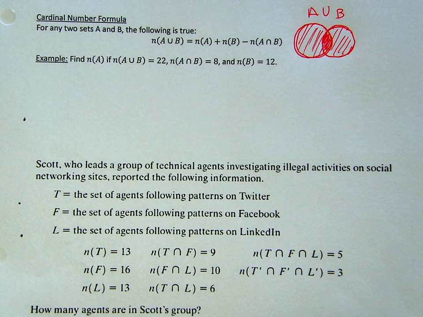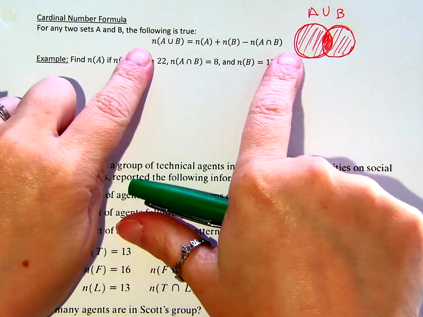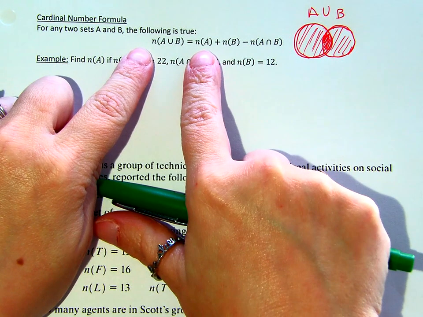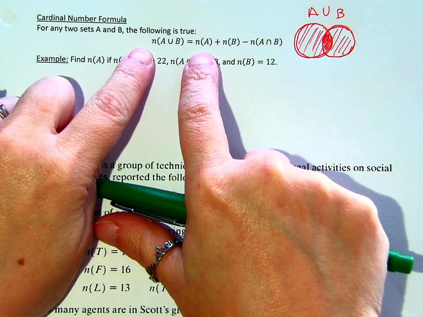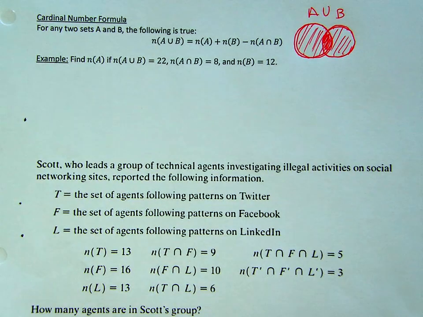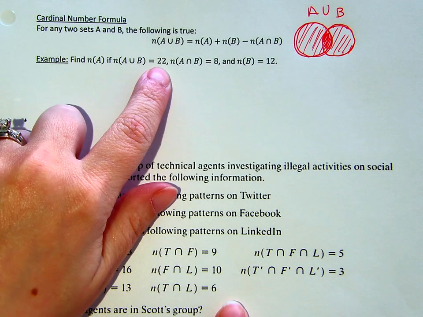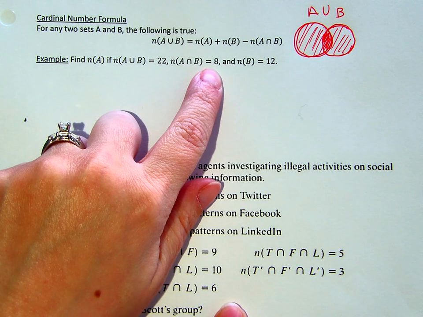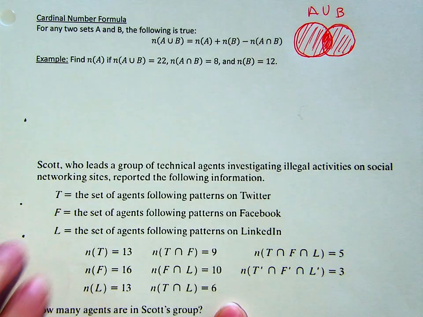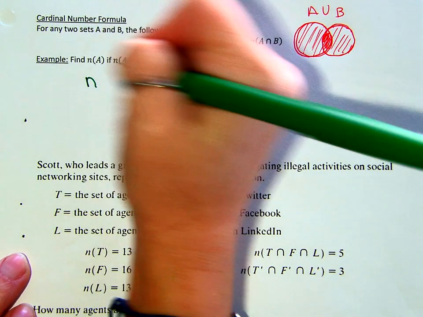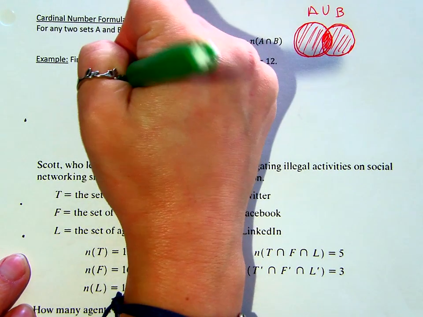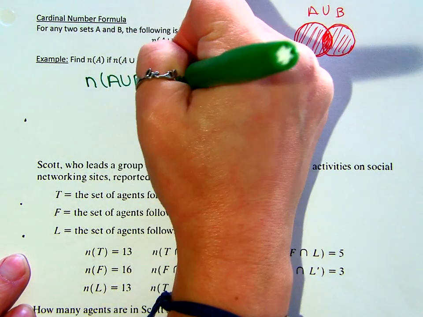So let's do one. It says find the cardinality of A. So we're going to use this formula, but we're going to be missing this part, the cardinality of A. So they're going to give us the other three parts. It says if the cardinality of the union is 22, the cardinality of the intersection is 8, and the cardinality of B is 12. So anytime I'm learning a new formula, I'm always going to write it out, because that will help me to memorize it.